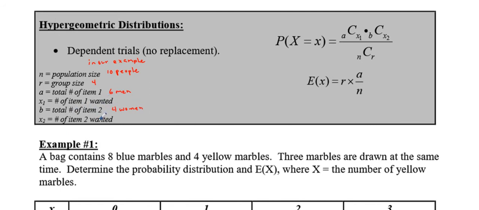And X1 and X2 will depend on how many you're trying to figure out. So if you want 0 men, then you want 4 women. If you want 1 man, then you want 3 women. If you want 2 men, then you want 2 women. So X1 and X2 are going to vary depending on which part, like how many men you want and how many women you want. And then your expected value is R is the group size, A over N is the probability of the random variable. So A was the number of men, over N was the total number of people, and R was the group size.